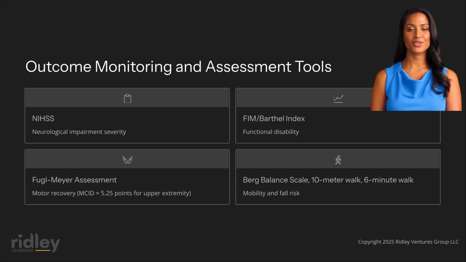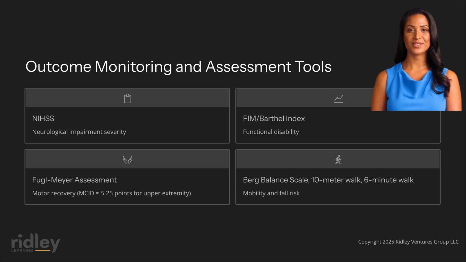Motor recovery assessment during the subacute phase commonly employs the Fugl-Meyer assessment, which provides detailed evaluation of upper and lower extremity motor function using a standardized scoring system that enables tracking of incremental improvements. The minimal clinically important difference for the Fugl-Meyer assessment has been established at approximately 5.25 points for the upper extremity subscale, providing a benchmark for interpreting whether observed changes represent meaningful functional improvement.